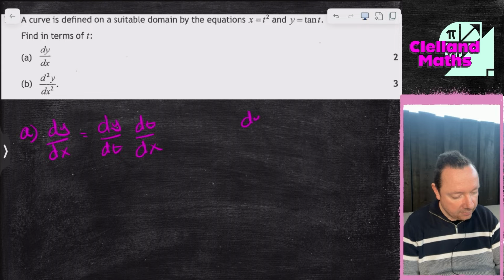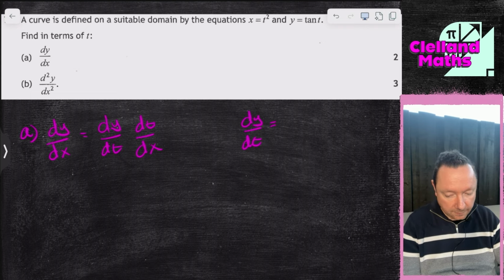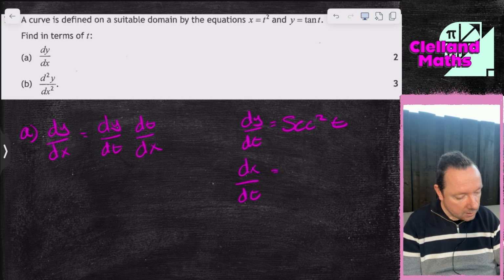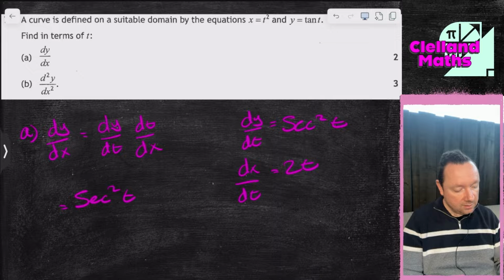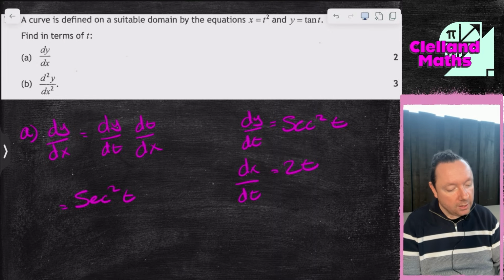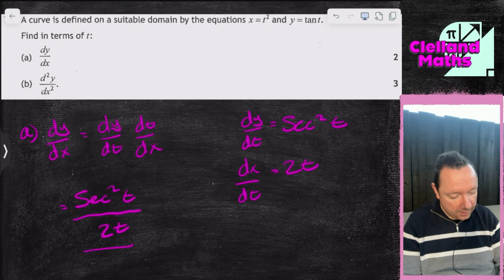So dy by dt, well that's easy enough. Tan t, start of the exam paper, is sec squared t. dx by dt is just 2t. So that means we've got dy by dt, which is sec squared t. dt by dx is dx by dt flipped upside down, essentially. So that's just over 2t, which is just times by 1 over 2t. And we're done there for part A.